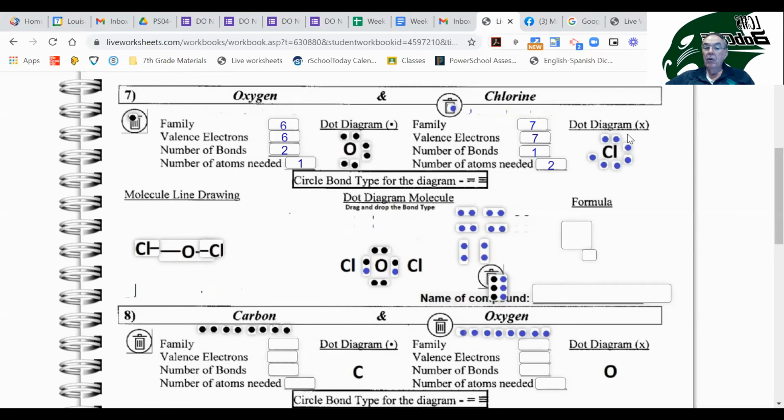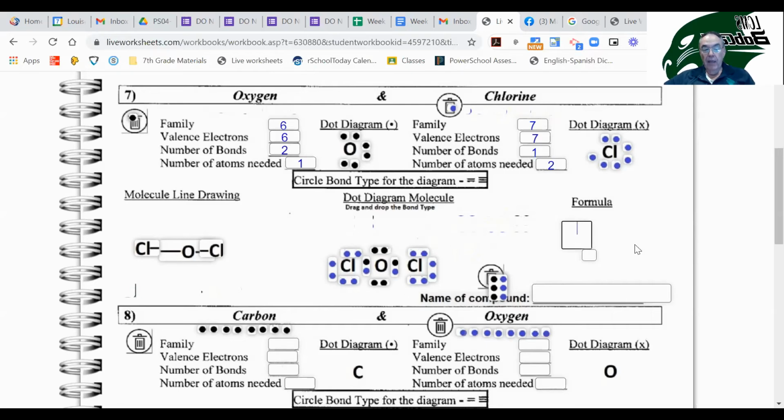We look over here, each chlorine should have 7 dots in its dot diagram. We only have 1 blue one here. So we can see that we need to add 3, 4, 5, 6, 7, 8. And the other chlorine needs the same thing. Again, now we see that there's 8 dots around the oxygen and 8 dots around each of the chlorines. So everybody has full outer energy levels.